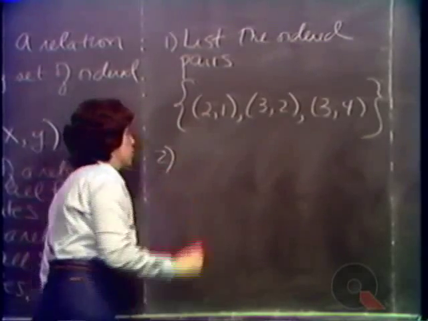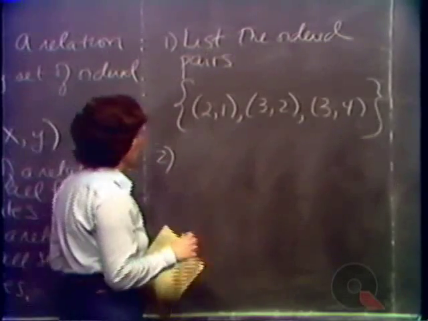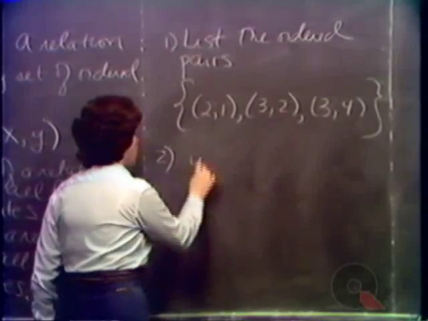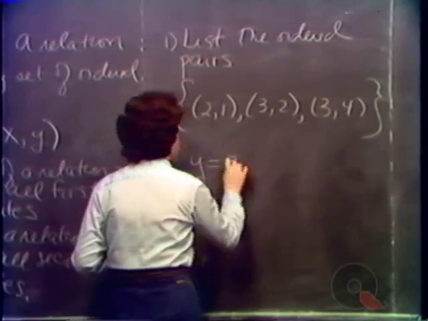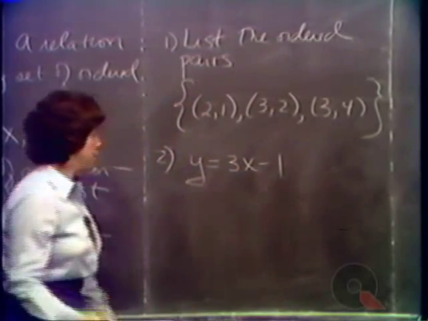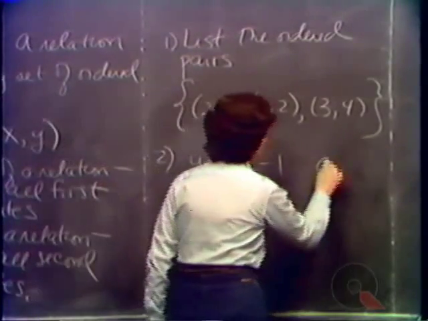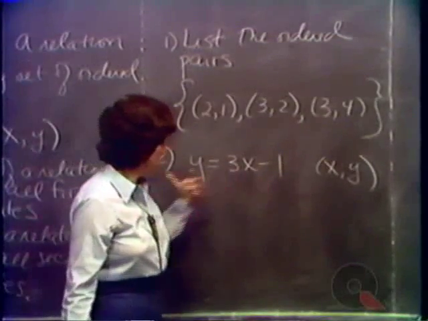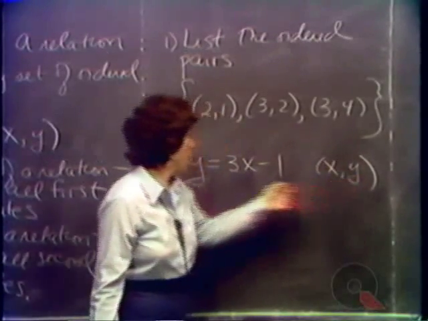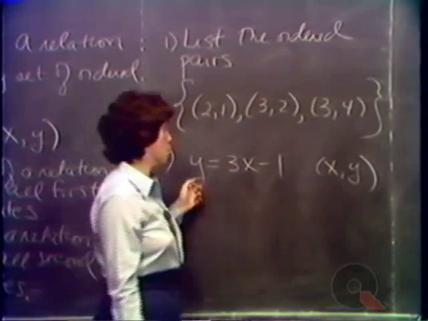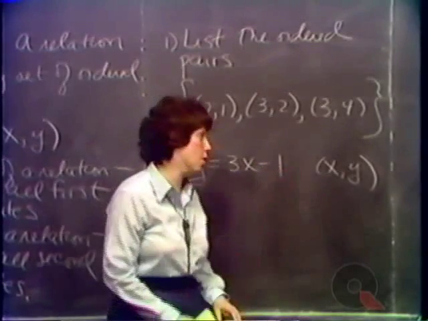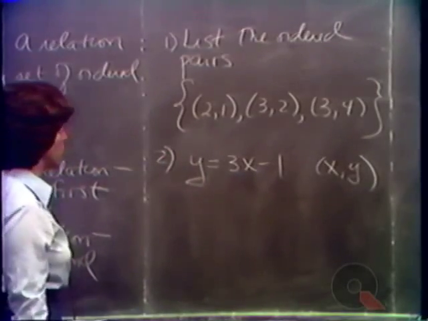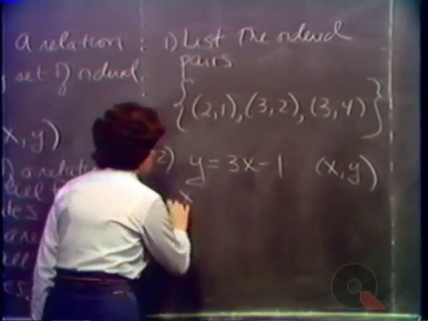Another way of specifying a relation is to give an equation, which would yield the ordered pairs of the relation. For example, something like y equals 3x minus 1. If you let x comma y be a typical ordered pair in the relation, we'd talk about the set of all ordered pairs x comma y, where the y coordinate, the second coordinate, is 3 times the first coordinate minus 1. Now you can generate ordered pairs for this relation. You can make a little table of values.